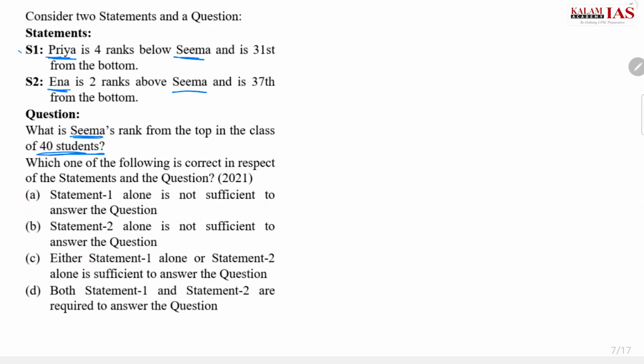So we have a class of 40 students. Ranks of Priya, Seema and Anna are given, and they are given in a very complex way, like 31st from the bottom, 37th from the bottom, 2 ranks or 4 ranks below another person. So in these questions, you just simply write all the numbers from 1 to 40. No need to think what would be subtracted, what would be added. Simply write all the numbers from 1 to 40 and then plot what is given. That makes the question very easy. So I will start writing from 1 to 40.